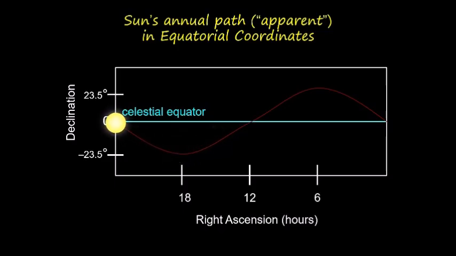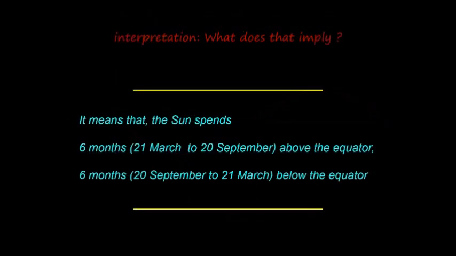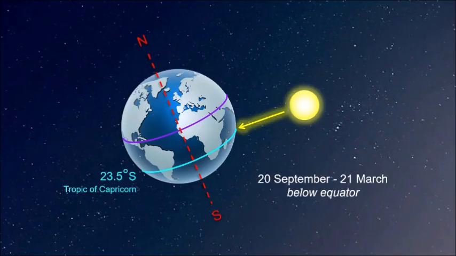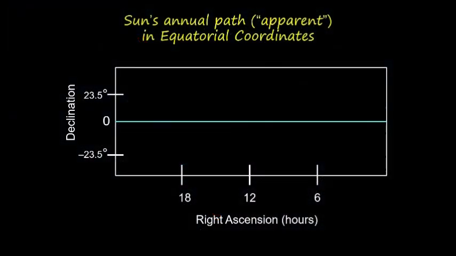So, what does this graphical plot imply? It implies that Sun spends 6 months, from March up to September, above the equator, whereas rest of the year, it spends 6 months, from September up to March, below the equator.